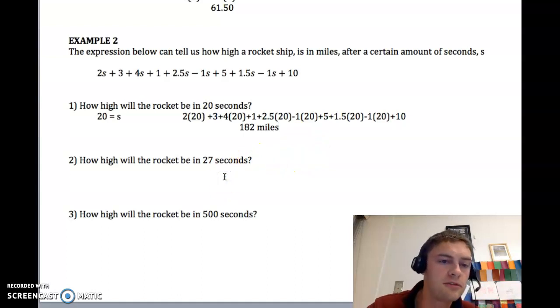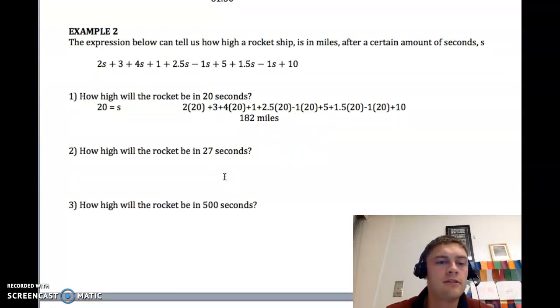So what I want you to do now is we're going to pause the video again. I want you guys to try numbers 2 and 3 on your own and see where the rocket would be after 27 seconds and 500 seconds respectively.